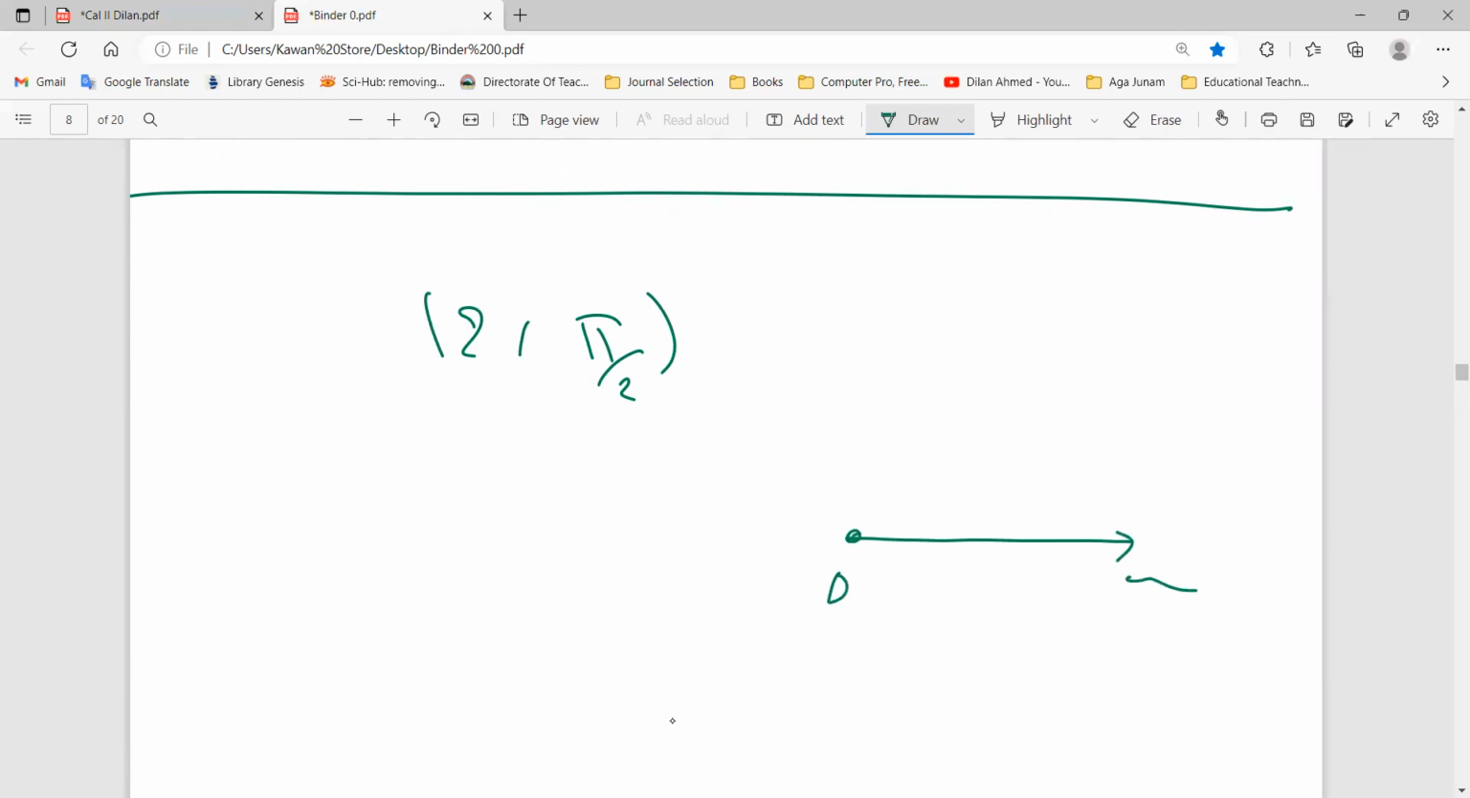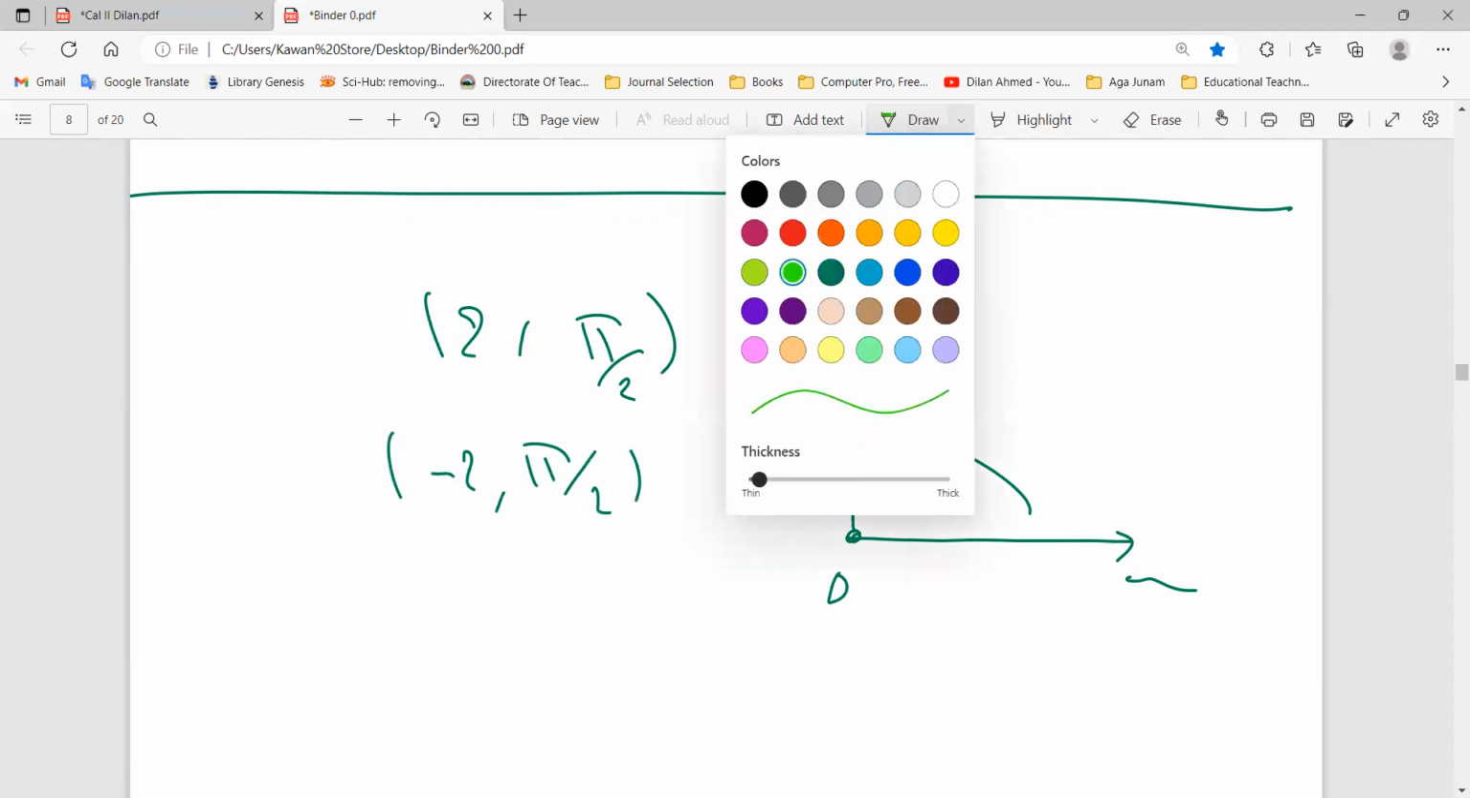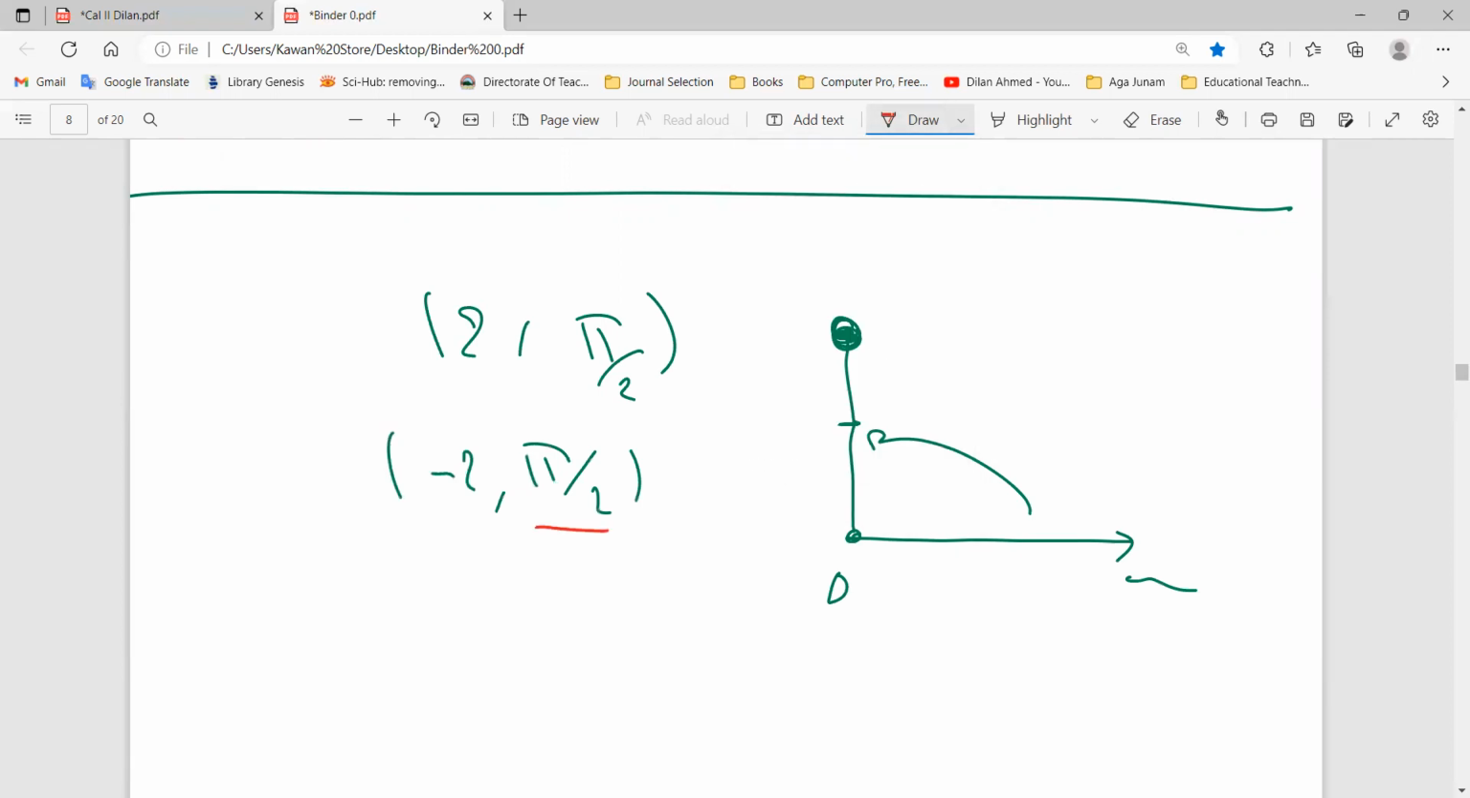Origin, x-ray. So this is pi over 2, right? 1 unit, 2 units. Do you have any problem with that point? Hello? Okay. Now, if I say minus 2, pi over 2, what's going on? I say the same thing. Let me do it another way, in red. So I say the angle is pi over 2.